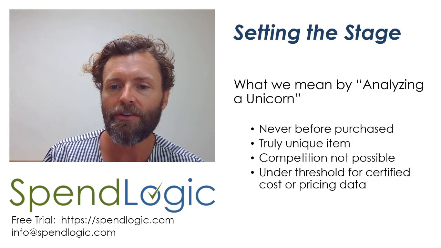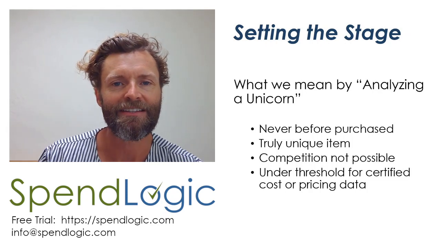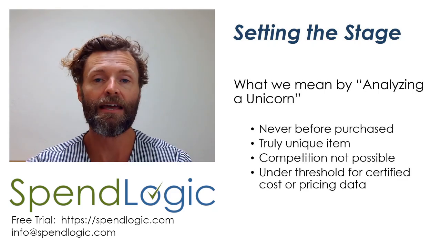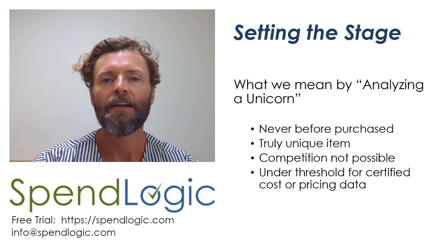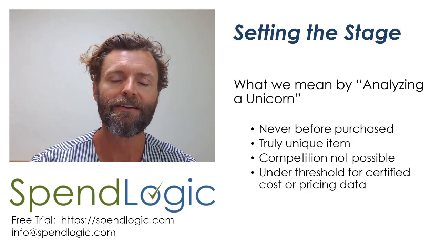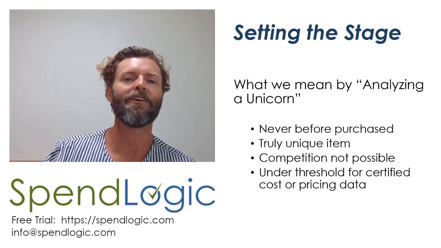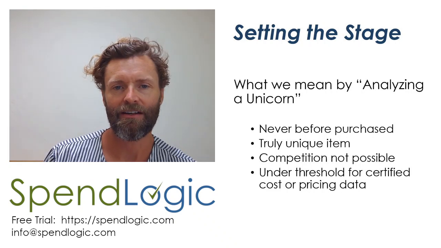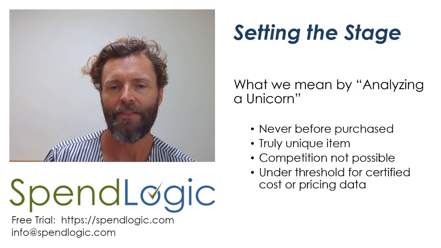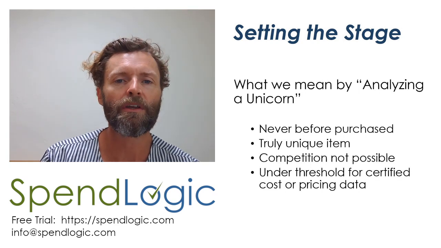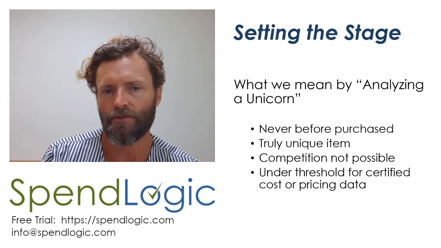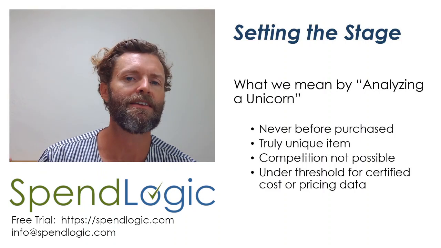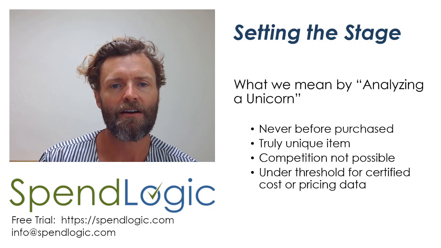And last, it's under the threshold for certified cost or pricing data. This is the kicker. If it were over, if it was $2 million or over today, you could go ahead and require certified cost or pricing data. You would have all the visibility in the world. You could figure out exactly what this thing costs and go down that path. But let's say that it's under the TINA threshold, if you will, and perhaps it's commercial, or there's some reason that you can't get certified cost or pricing data.